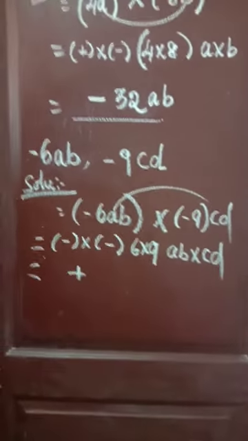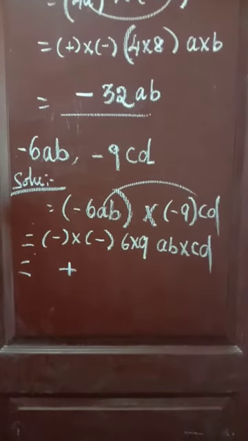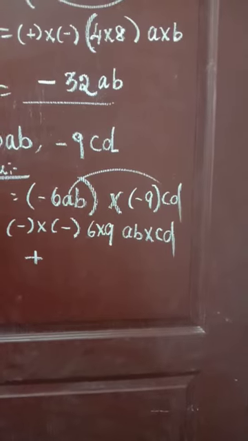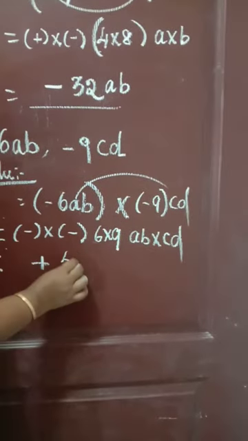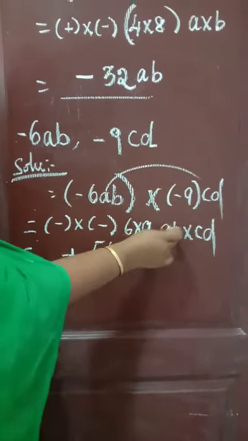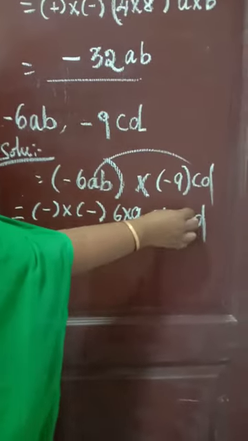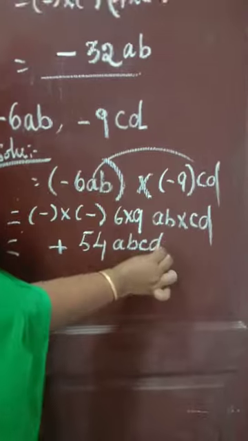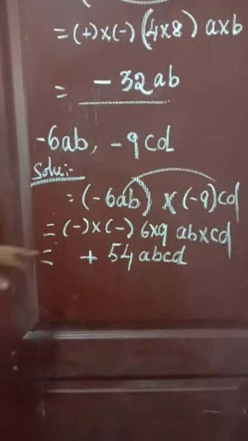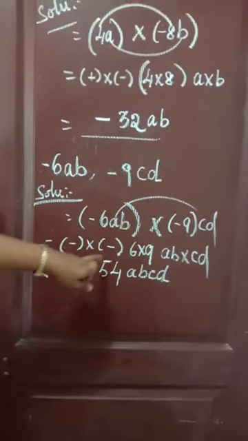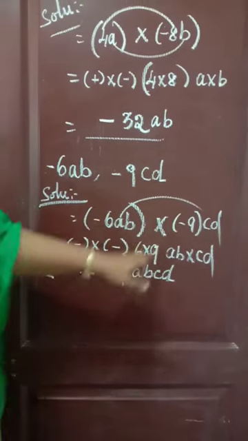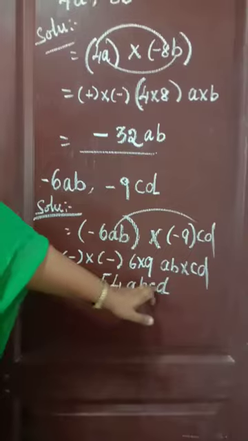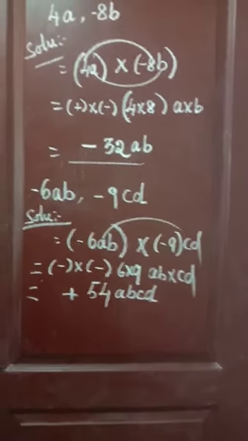So minus into minus is plus. 6 9s are, can you say? Yes, 6 9s are 54. So next one, ab into cd means a, b, c, d. So what is the answer? Plus, minus into minus is plus, 6 into 9, 6 9s are 54. ab into cd, abcd is the answer. So the answer is plus 54abcd.